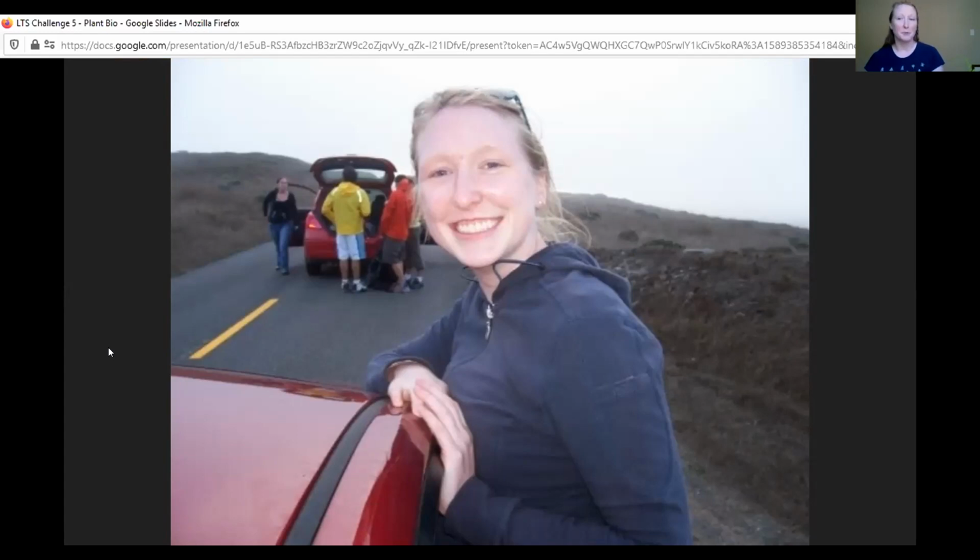So this is a photo of me in California where I got to do my very first field biology course. And this is in Northern California at a park called Point Reyes. And we were actually trying to find caribou at this park, which was really fun. We did find caribou. There's a whole bunch of them.